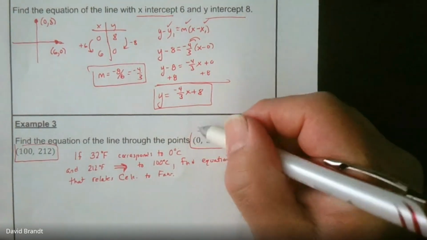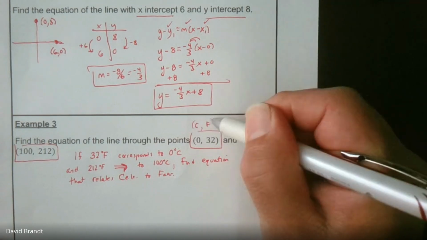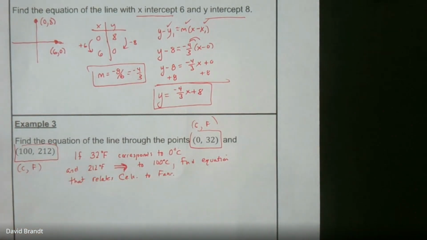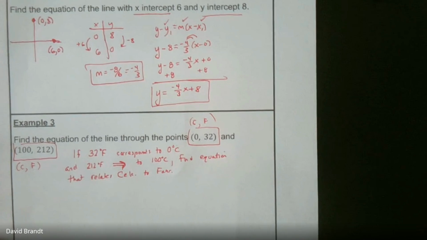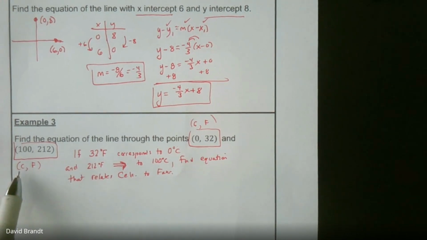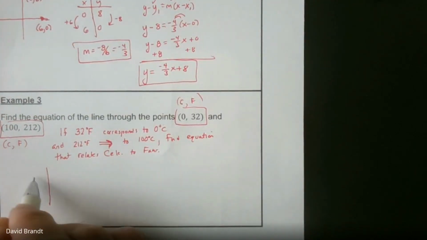So I've got Celsius, comma, Fahrenheit; Celsius, comma, Fahrenheit. I've got 2 points. Now, we're going to have to find the slope. We're going to find the y-intercept just like we did before, except in this case, it's not x and y. It's C and F. C is my x. F is my y. Celsius is my x. Fahrenheit is my y. All right, so let's find the slope.